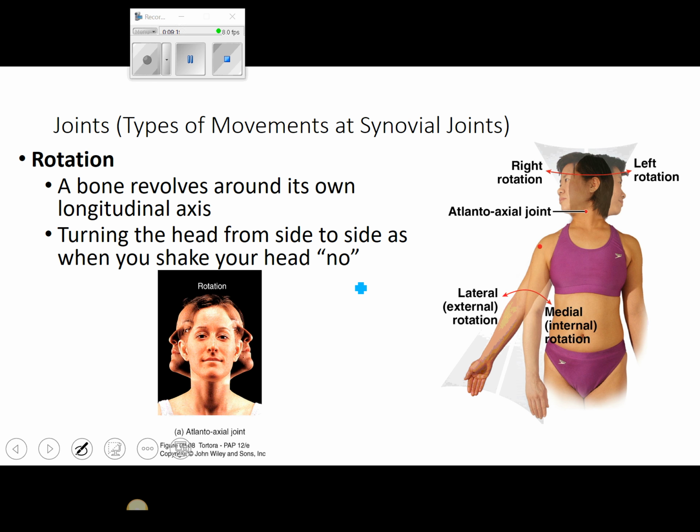Rotation, of course, this is where a bone revolves around its own longitudinal axis. So turning the head from side to side, as when you shake your head no, is an example of that one. An example here, they're showing you the head turning side to side, and the joint is going to be the atlantoaxial joint.